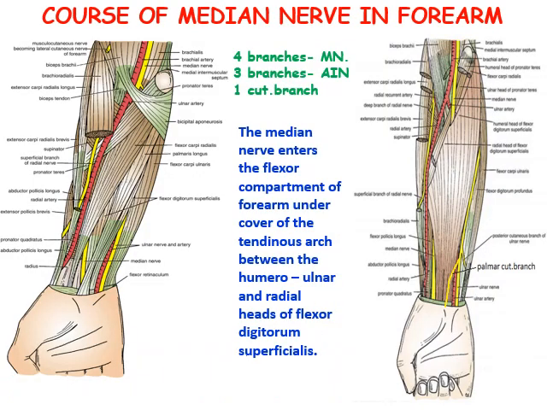Course of median nerve and forearm. So from the cubital fossa, the median nerve enters into the forearm beneath the tendinous arch of the flexor digitorum superficialis, which is formed by the humero-ulnar head and the radial heads of the flexor digitorum superficialis.